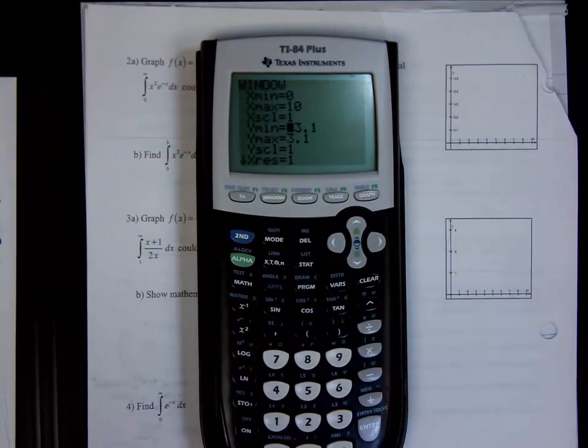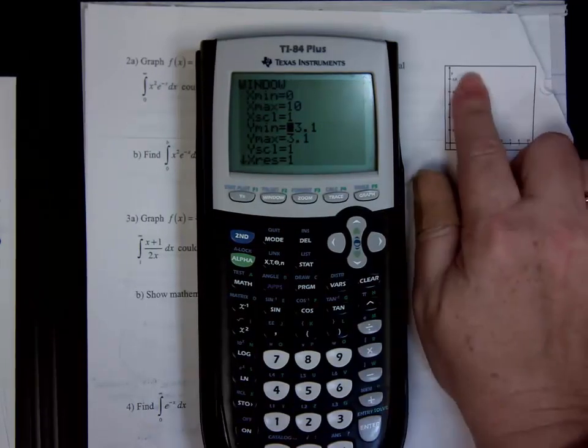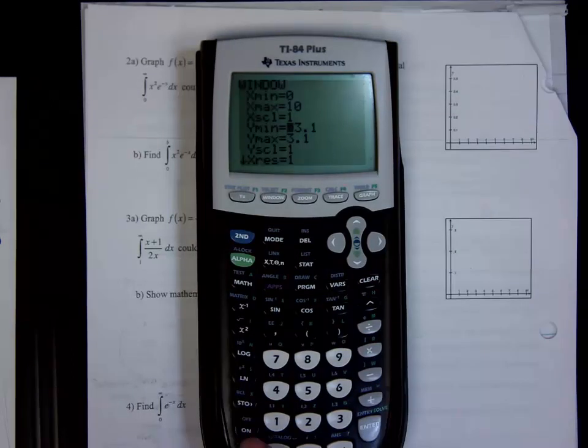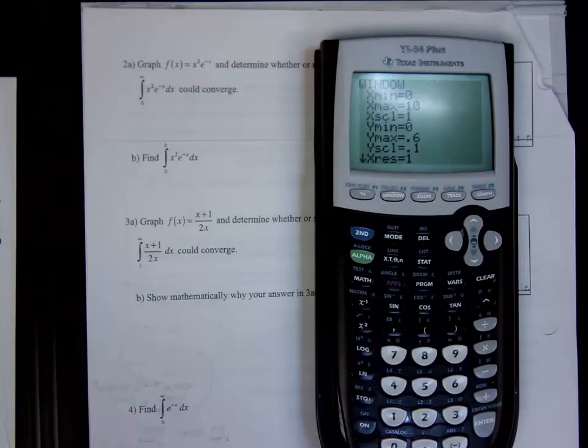Now, I need you to go up to 0.6 or you're not going to see the whole graph. So 0, whoops, 0, 0.6, and 0.1. You can't see that very well. Here we go. 0 to 10 and 1. 0 to 0.6 and 0.1. Okay, then push graph. Just take a look at the graph.